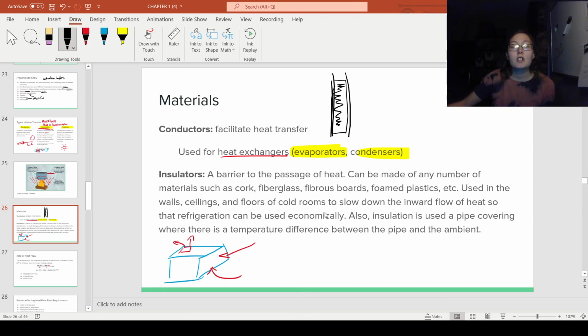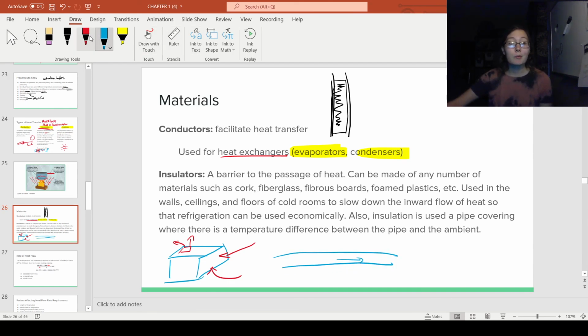Also, insulation is used as a pipe covering where there's a temperature difference between the pipe and the ambient. So if you have a pipe full of nice cold refrigerant flowing through a hot engine room, you don't want that heat getting in. It's going to jack up all your stuff. You designed the system so that refrigerant should be at exactly that temperature. You don't want that getting messed up, so you should insulate that pipe.